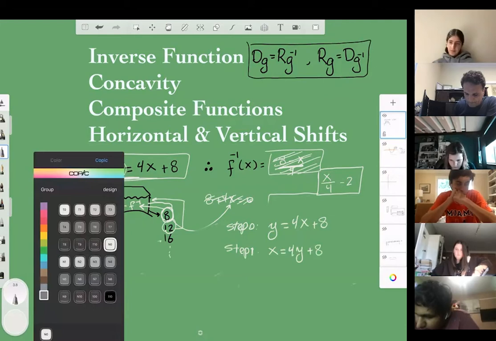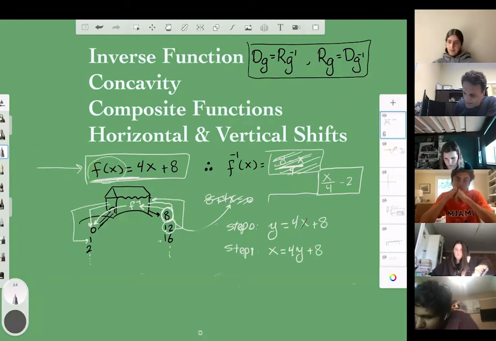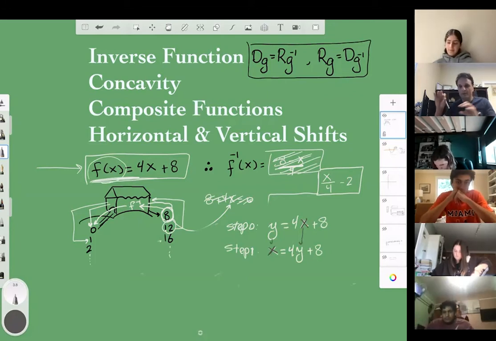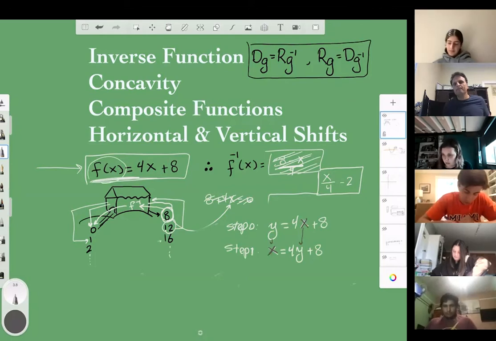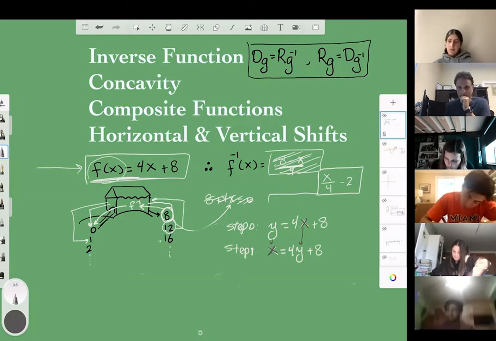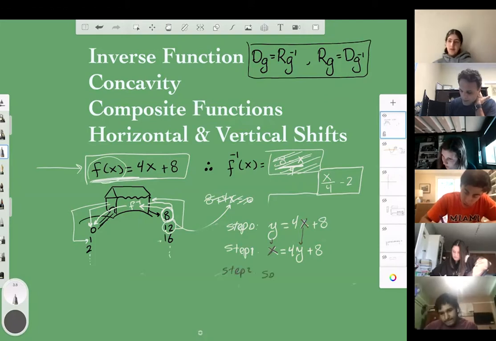What did we do? Instead of x, I put y. Instead of y, I put x. So I switch them. Good. Step 2, that's a difficult step. You need to solve for y. So you're solving. When you're solving, that gets complicated.